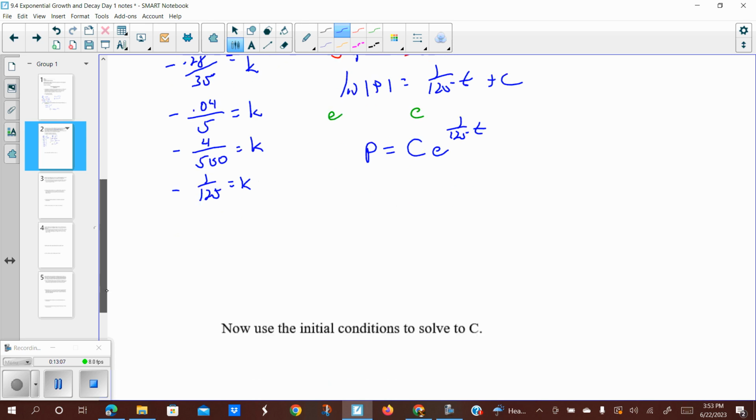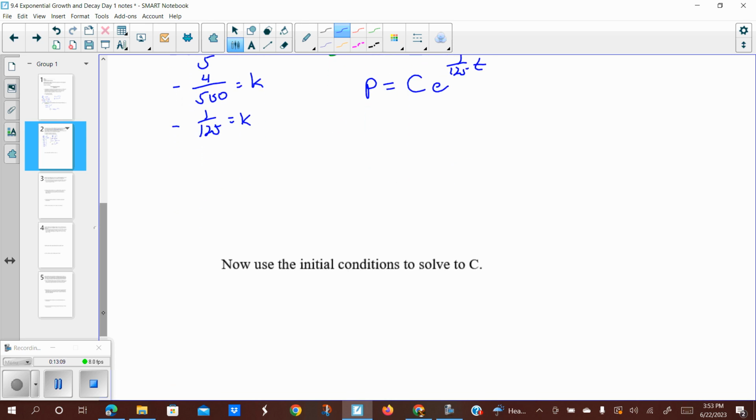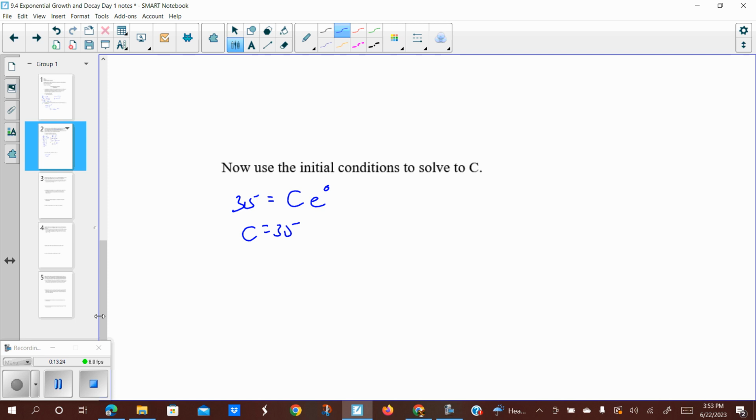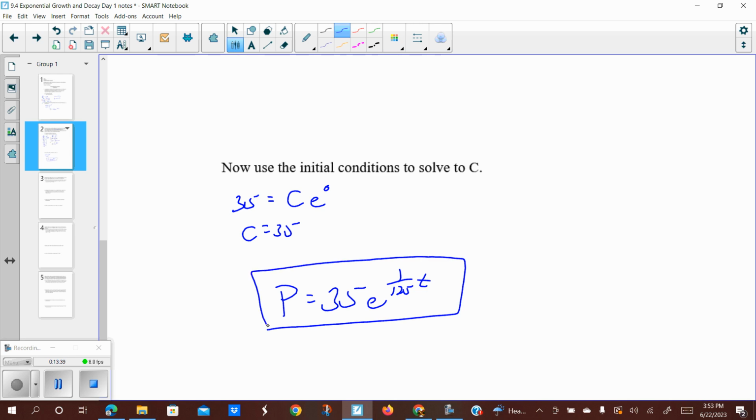So we know down here, using this equation, that 35 was the initial pressure. At the initial time of 0 would give us e to the 0, and e to the 0 is 1, so we know that c is 35, which means that our equation is p equals 35 e to the 1 over 125 t.